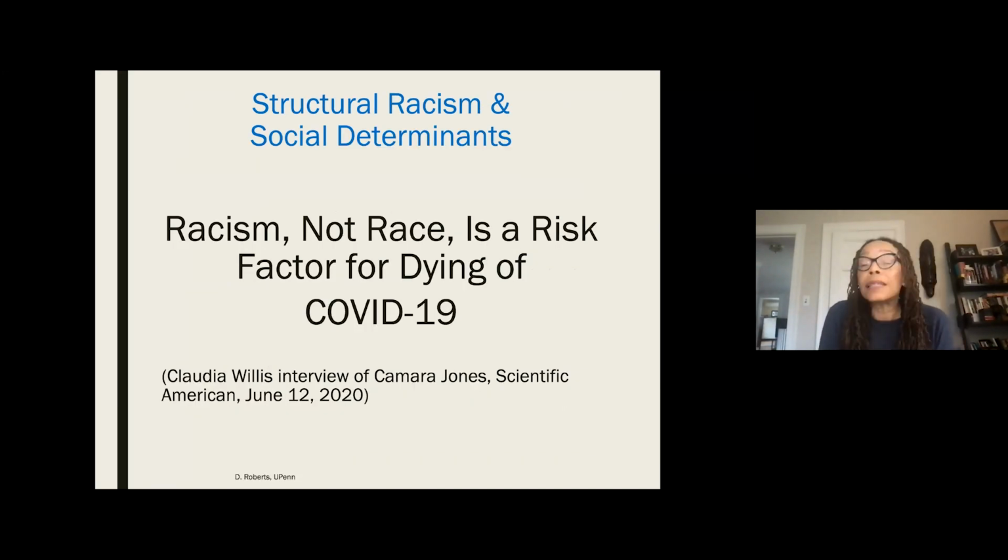As the former president of the American Public Health Association, Dr. Kamara Jones put it, racism, not race, is a risk factor for dying of COVID-19. And I think that mantra is very helpful in general when we think about race and racism in medicine. It's racism, not race, that is a risk factor.